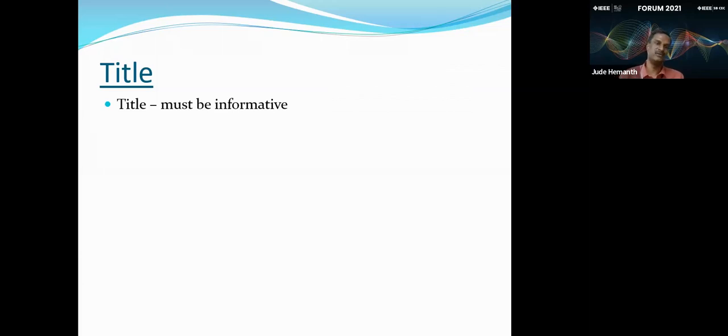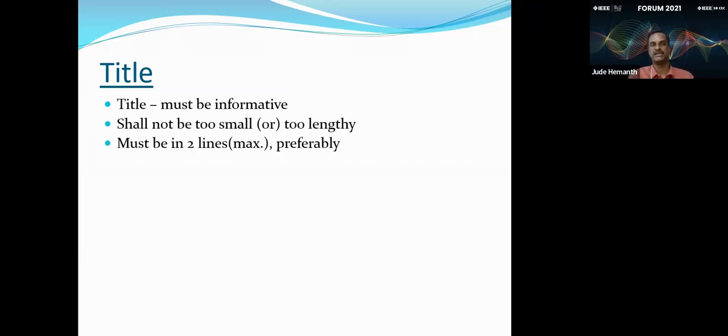So the first thing we do is read the title. If the title is not impressive, there's a chance that I may not pass your paper to the review process. So the specific contribution of your paper should be reflected in the title. It shall not be too small or too lengthy. How can you decide on that?